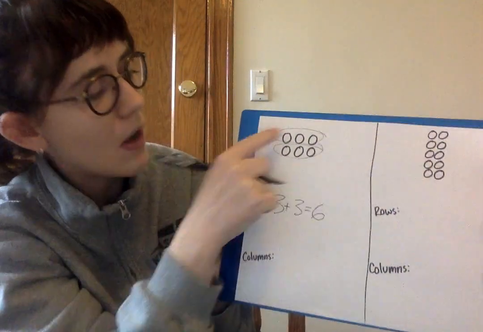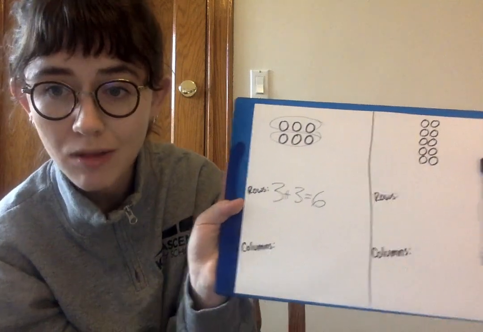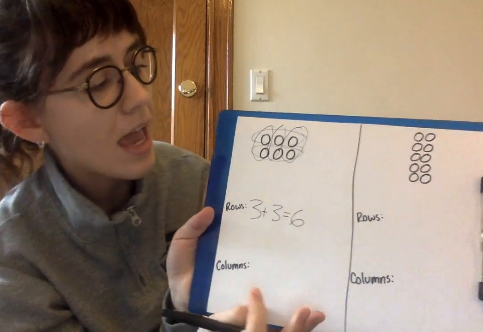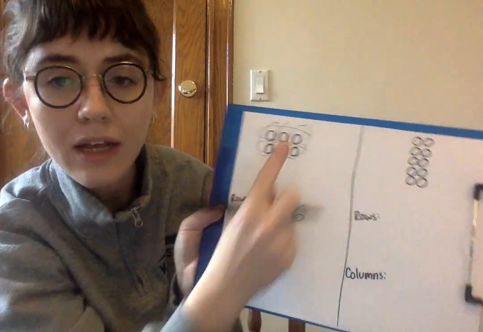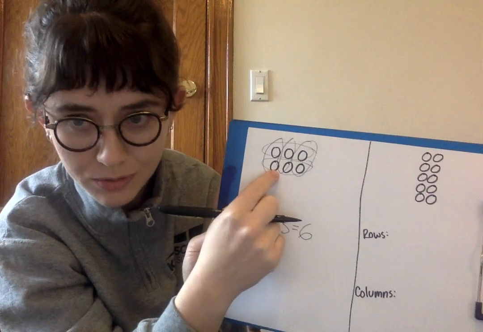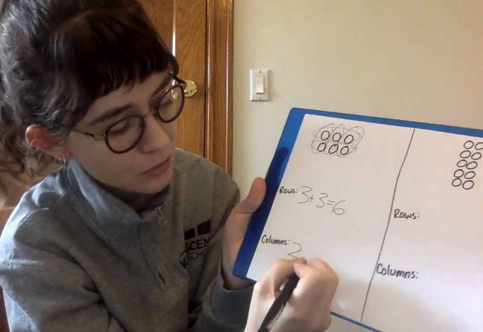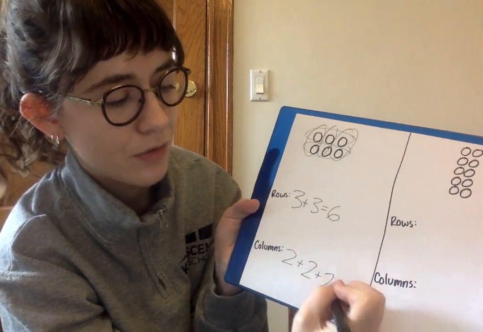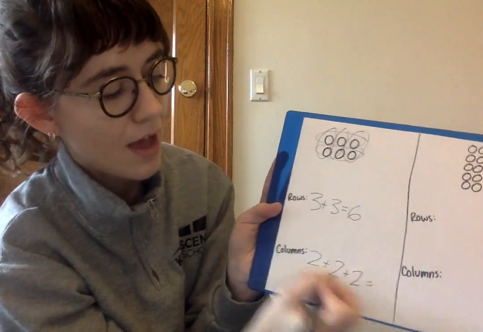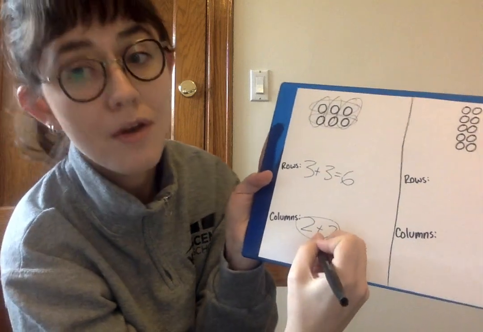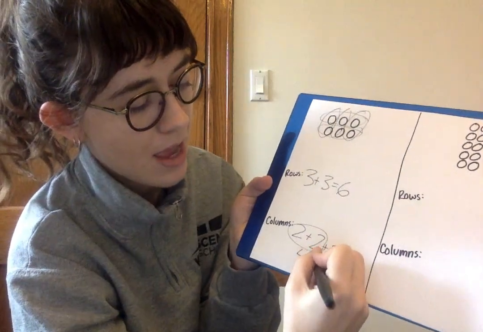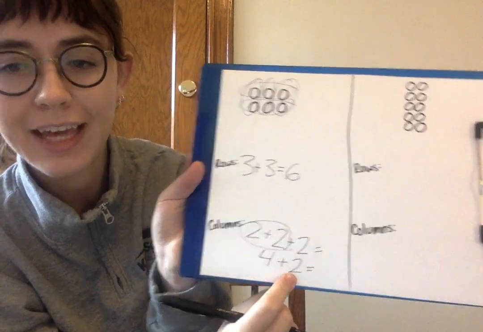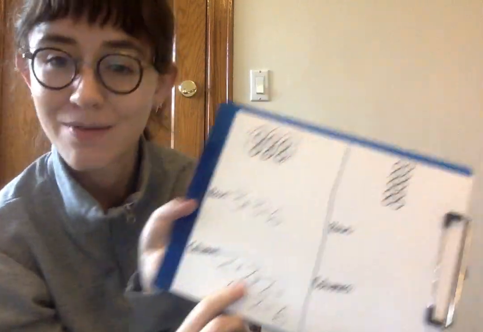All right, so next up is the columns. Columns go up and down. So I'm just going to go ahead and circle those to help me see. And I see that there's 1, 2, 3 groups of 2. So I'm going to be adding 2 for the first column, 2 for the next column, and 2 for the third column. I know that 2 plus 2 is 4. And then there's that little 2 left over there. 4 plus 2 is 6. Done with the first one.